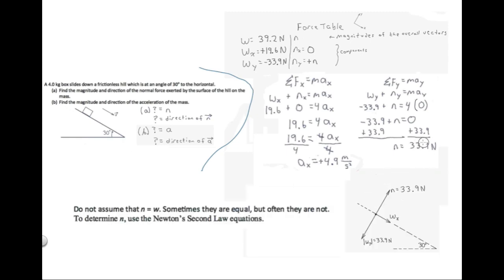Our result demonstrates that you should not assume that the magnitude of the normal force will equal the magnitude of the weight. Sometimes they are equal, but there are other problems, such as this one, where they are not. In this problem, the magnitude of the normal force doesn't equal the magnitude of the weight. Instead, the magnitude of the normal force equals the magnitude of the y component of the weight. Don't make an assumption about the normal force.